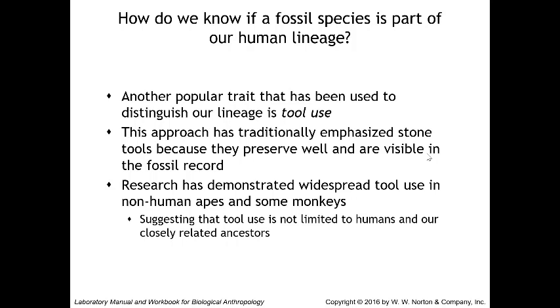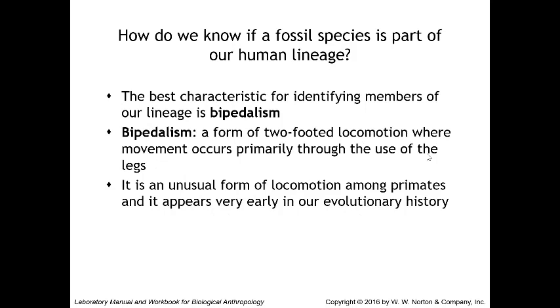So given the problems with using brain size and tool use, a different characteristic needs to be used to identify members of our lineage. So the best characteristic for identifying members of our lineage is bipedalism. And bipedalism is a form of two-footed locomotion, where movement occurs primarily through the use of legs. It's an unusual form of locomotion among primates, and it appears very early on in our evolutionary history.